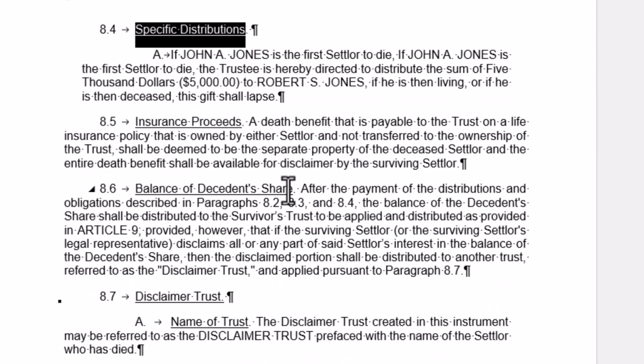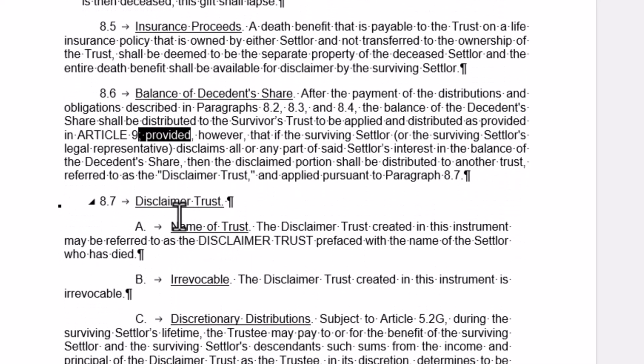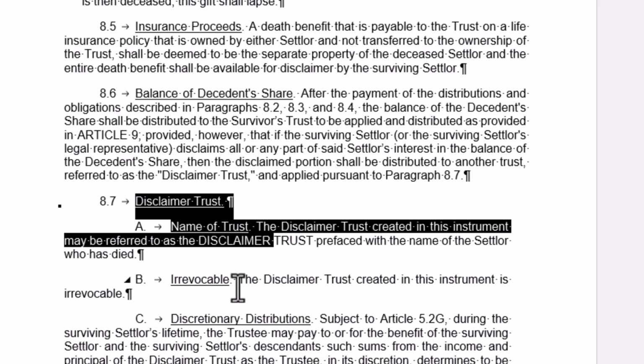Then in 8.6, it goes on to say that after the payment of all the distributions of the personal property, the taxes and expenses, and the specific gifts, the balance of the decedent's share, of Jane's half, shall be distributed to the survivor's trust to be applied and distributed as provided in Article 9. And there's a proviso that John could disclaim the gift from Jane, and if that were the case, then a distribution would be made to a newly established disclaimer trust, and it would be administered pursuant to 8.7.